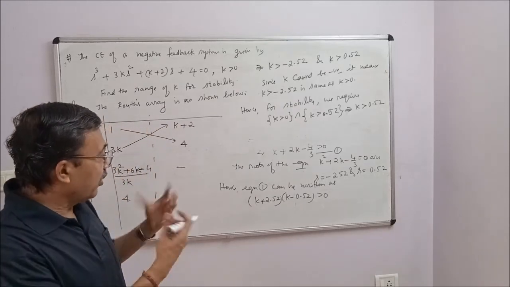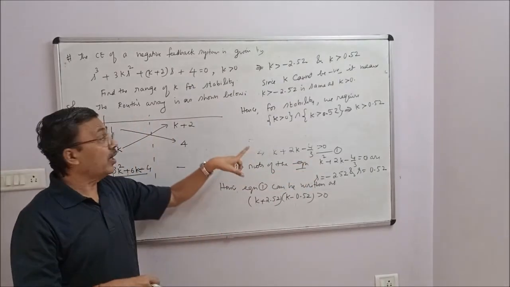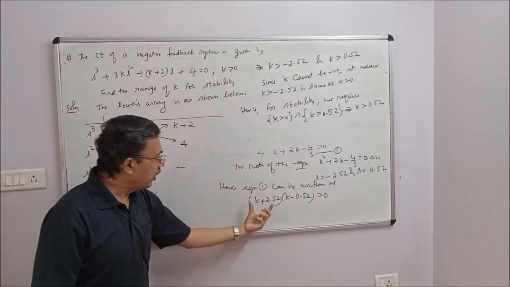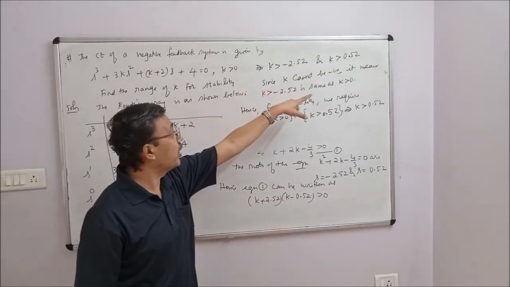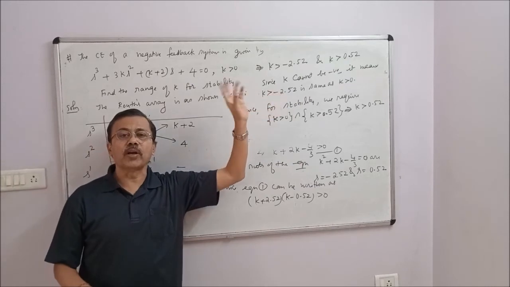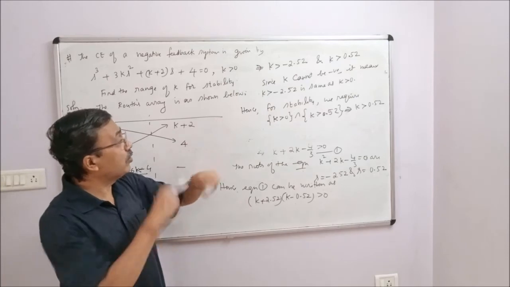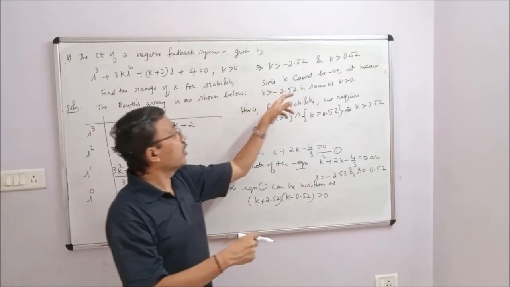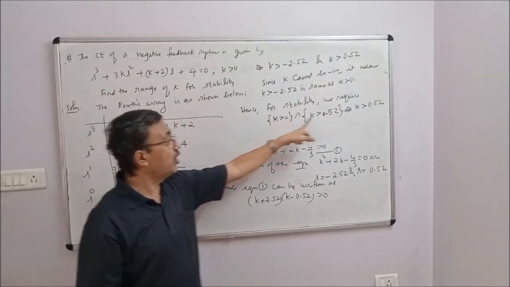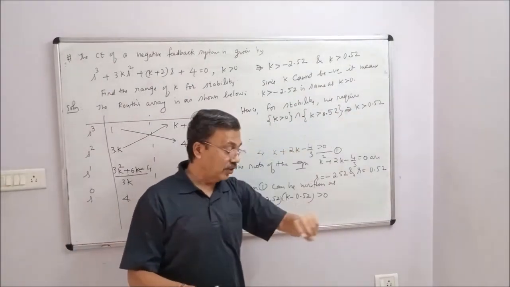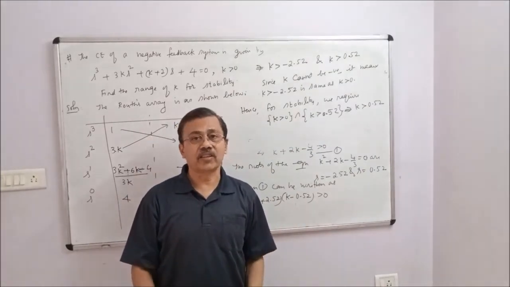In this problem, factorization was difficult, so we found the roots of the quadratic equation. We wrote that quadratic equation in the factored form. Then we equated this to be greater than 0, this to be greater than 0. Then we put a condition k cannot be negative. Therefore, k greater than minus 2.52 is same as k greater than 0. Therefore, for stability, we have to intersect. That means k greater than 0.52 must be true. Also, k greater than 0. Therefore, the only possibility is k greater than 0.52. Since there is a condition on k for stability, the system is again said to be conditionally stable system.